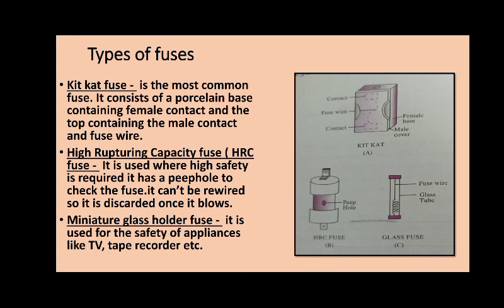Second is the high rupturing capacity fuse, which is also known as HRC fuse. You can see in the second diagram B, the HRC fuse. It is used where high safety is required. There is a peep hole, so we can check through it whether the wire is safe or it is blown. It cannot be rewired like the Kit Kat fuse. In the Kit Kat fuse, we simply change the wire and the fuse starts working again. But here, it cannot be rewired. Once it blows, it needs to be discarded and we have to use a new one.